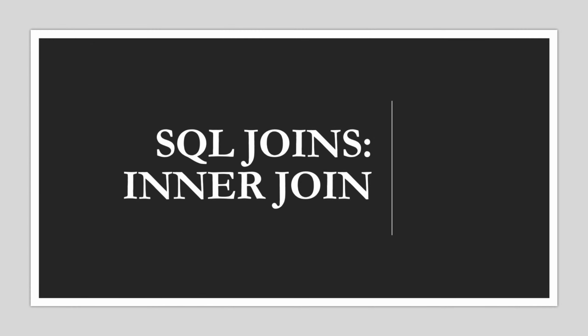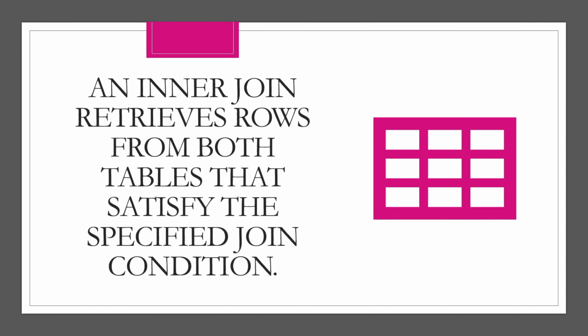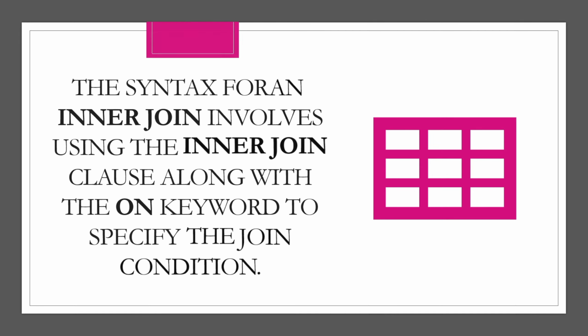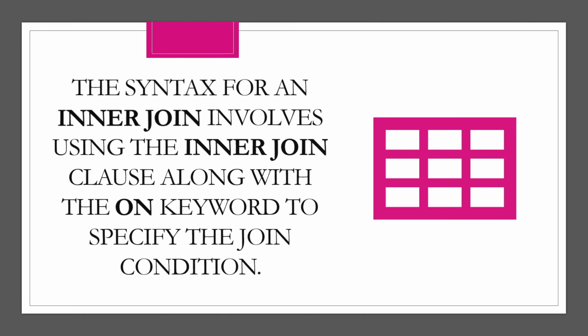Now, we will talk about the first type of join, the inner join. An inner join combines rows from two tables based on a matching condition, returning only the rows where the join condition is met in both tables. In SQL, the inner join clause is used to combine rows from two tables based on a specified condition, typically expressed using the ON keyword, which specifies the columns from each table to be compared. This syntax allows the user to define the criteria for matching rows between the tables, facilitating the retrieval of relevant data that meets the specified join condition.